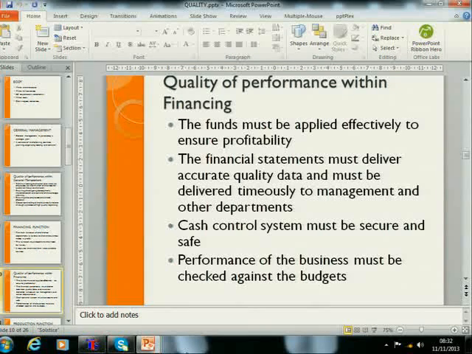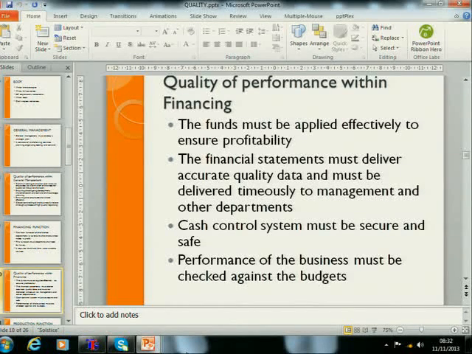Performance of the business must be checked against the budget. People must not just spend money lavishly, but it must be checked against the budget. If the production department has been allocated 200,000, 200,000 must be utilized for the performance of the business. You cannot go overboard and need 300,000 when you are allocated 200,000. Again, you must not underspend. If you are allocated 200,000, you must use 200,000, not 100,000, because then it shows that you are not efficient.